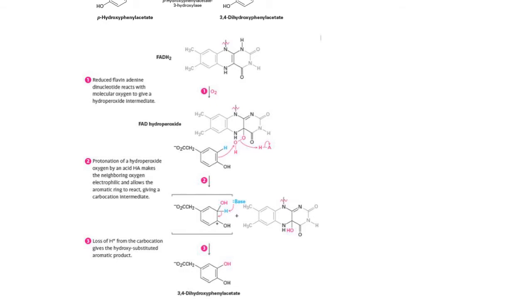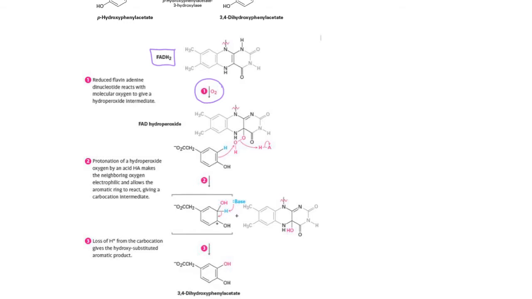The reduced form of flavin adenine dinucleotide, that is FADH2, reacts with molecular oxygen. This gives a hydroperoxide intermediate shown here. This is where our electrophilic aromatic substitution mechanism starts to work. The protonation of this peroxide results in the formation of a strong electrophile, and this is where the aromatic ring will react, breaking its aromaticity. We then see the familiar reestablishment of the aromatic ring using a base to deprotonate that ipso proton to form the pi bond from the sigma.